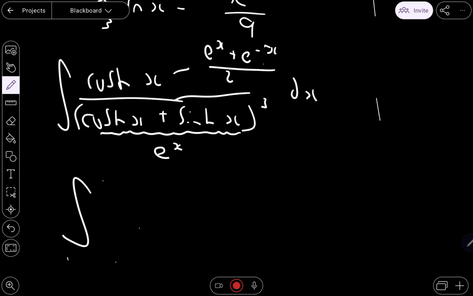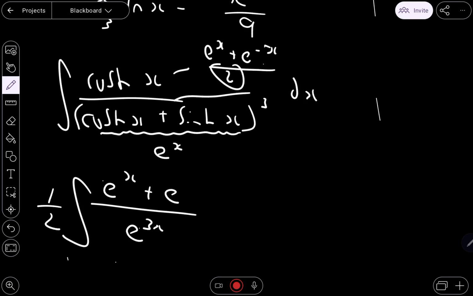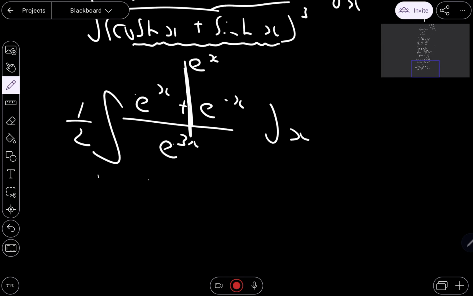But I think therefore we have the integral. I can put the half outside, that's representing this half here. Now e to the x cubed on the bottom is e to the 3x, and on the top we have e to the x plus e to the minus x, dx. And of course, at this point we can cut the fraction in half to say this is the integral. E to the x over e to the 3x is e to the minus 2x, and then plus e to the minus x minus 3x is minus 4x.